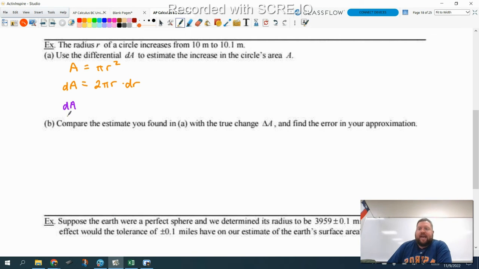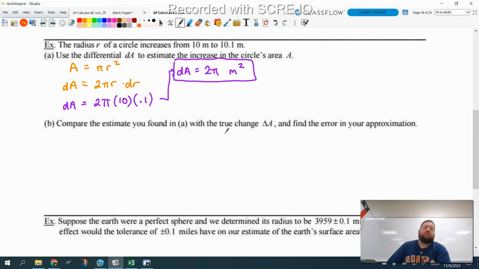All right, we are trying to find dA, and so we're going to plug in some values here. 2 and pi are constants. Our r is the original radius, so our original radius is 10, and then dr is how much the radius changed by. So it went from 10 to 10.1, so that's a change of 0.1. You can think of dr as like delta r. How much did r change by? All right, so that means that dA is equal to 10 and 0.1 actually cancel out. 0.1 is 1/10. 10 cancels, so dA is equal to 2 pi, and that would be in meters squared.